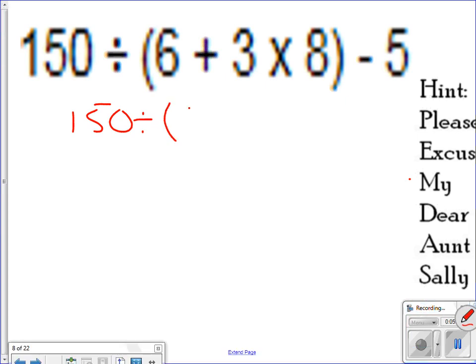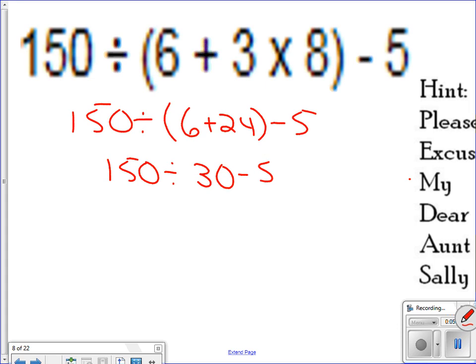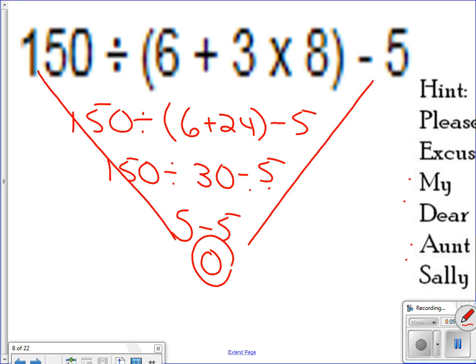I'm going to go in parentheses 6 plus 24 minus 5. I still have my parentheses, so I'm going to do 150 divided by, and inside my parentheses here I have 30 minus 5. Now I'm going to divide because dividing is before adding and subtracting. 150 divided by 30 would give me 5 minus 5. I'm bringing this part down. 5 minus 5 is 0. So this large problem actually equals 0.